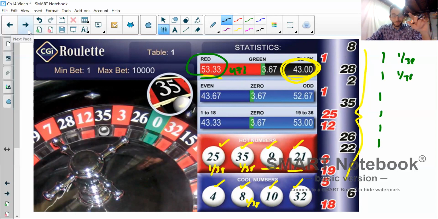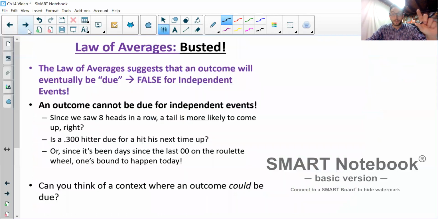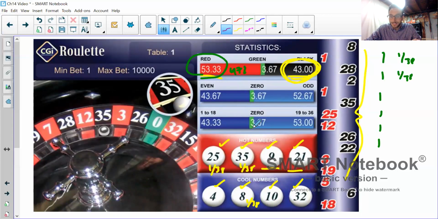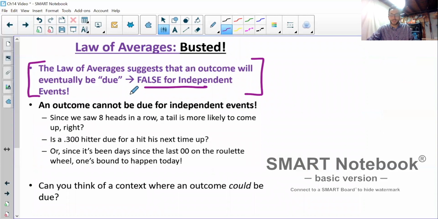This is playing into people's desire to apply the law of averages. The law of averages is the idea that some outcome will eventually be due, and that is not true for independent events. This is trying to get people to think that at some point some number is going to be due. Like, oh man, 1 came up twice in the last 5 spins, so 1 probably won't come up again. That's playing into people's gut instinct to want to believe in the law of averages. But we know now that if events are independent, that's not real.